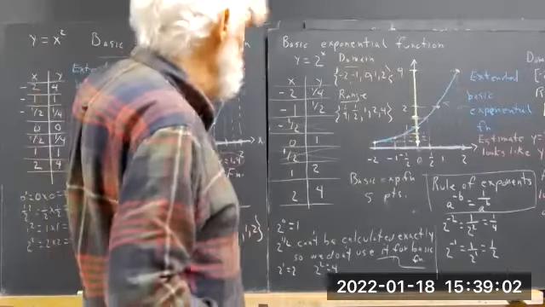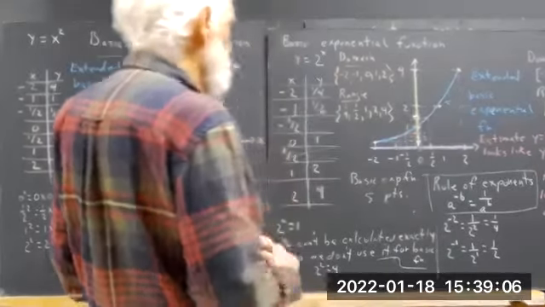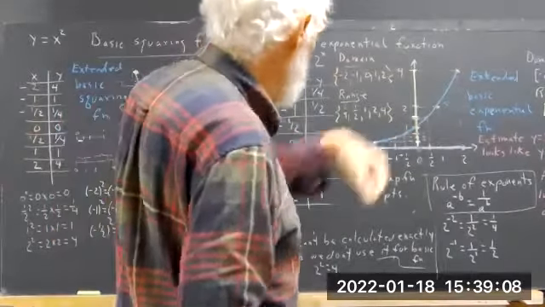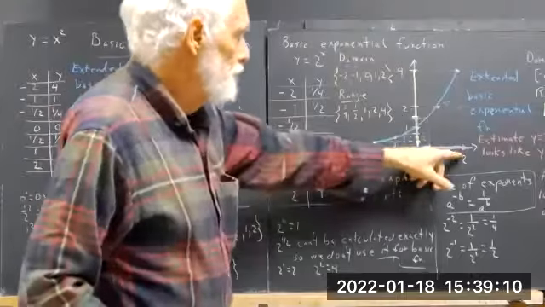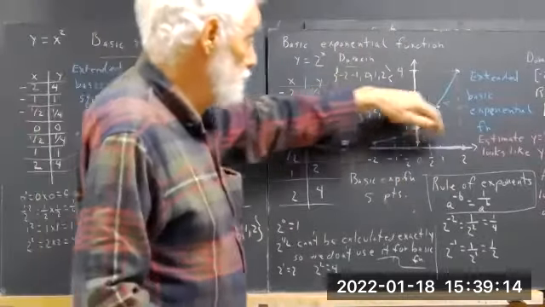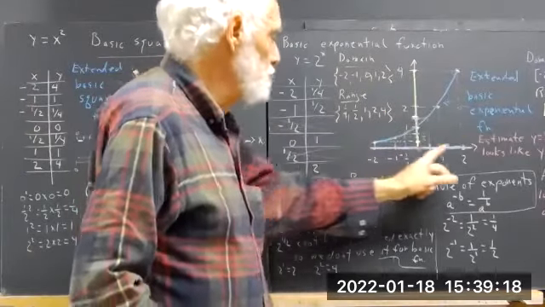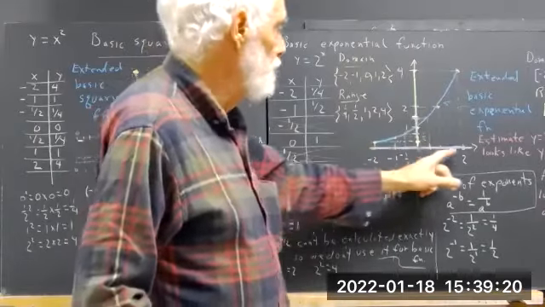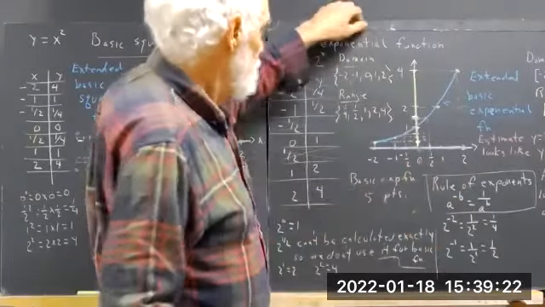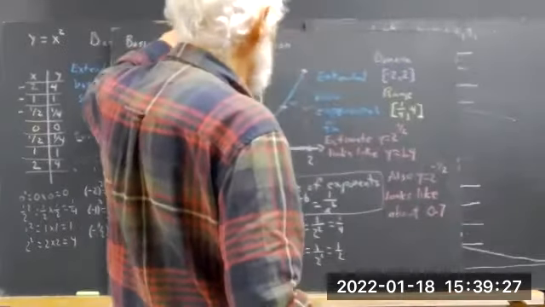Okay, so basic exponential function. It also has a domain and a range. The domain is again, okay, there are points on this curve. It's not the same as this curve, but there are points on this curve for every x value between negative 2 and 2. So your domain would be all the x values from negative 2 to 2.